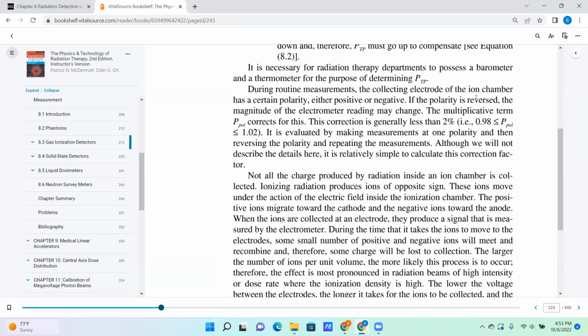During routine measurements, the collecting electrode of the ion chamber has a certain polarity. If the polarity is reversed, the magnitude of the electrometer reading may change. The multiplicative term P pol corrects for this. This correction is generally less than 2%, so P pol is somewhere between 0.98 and 1.02. It is evaluated by making measurements at one polarity and then reversing it and repeating the measurements.